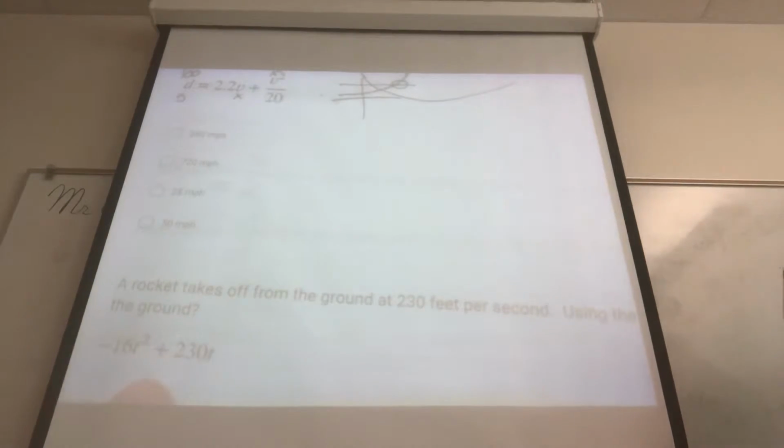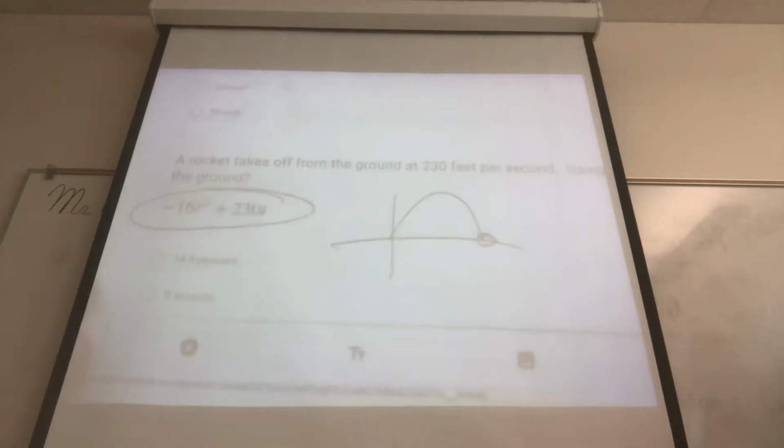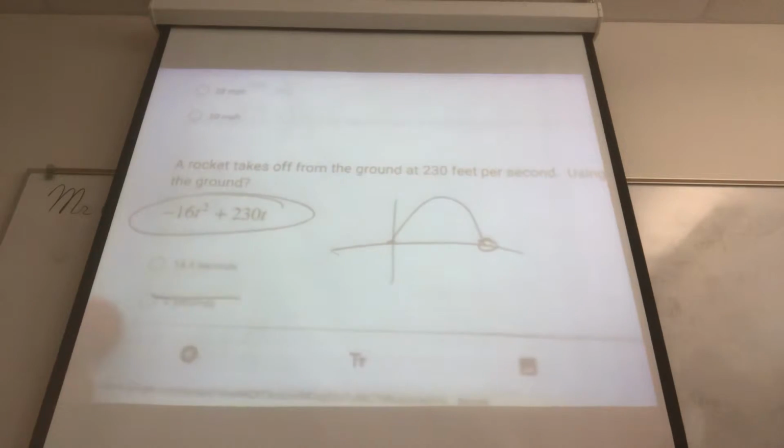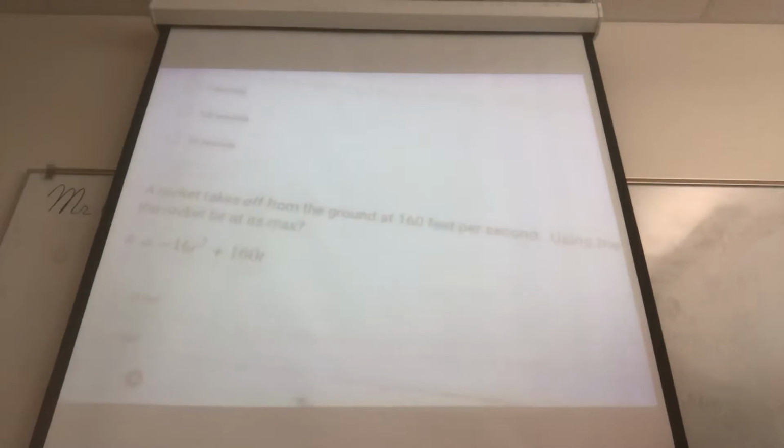Rocket takes off from the ground at 230 feet per second. Using the formula, when will it hit the ground? This is just like the other one. You are going to graph it, and out here's where it's going to hit the ground, okay? Not the 0. That's when it's taken off. So the 0 seconds doesn't make any sense. The 14.4 is probably the right answer on this one. You can find that intersection on the calculator. Again, just ask if it doesn't get you there.